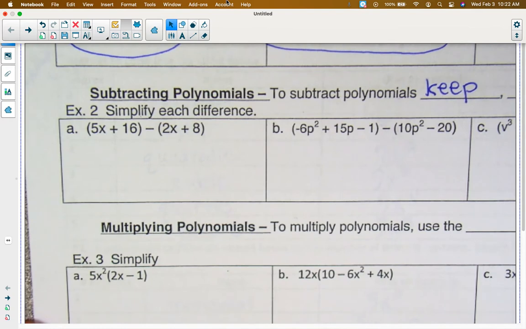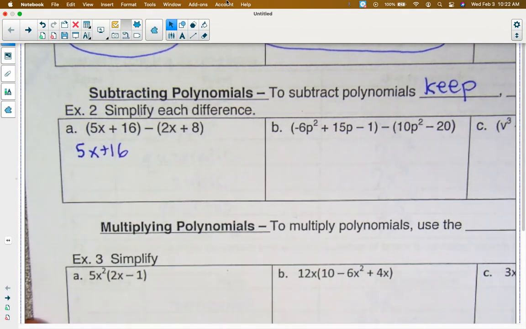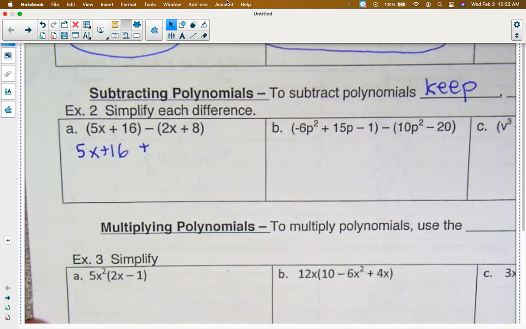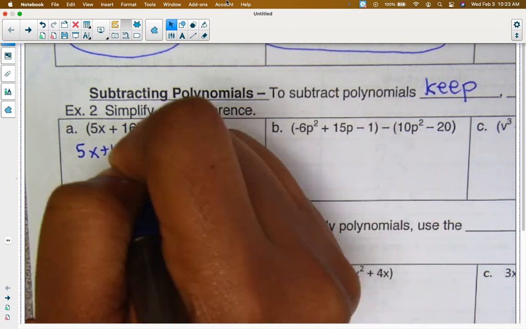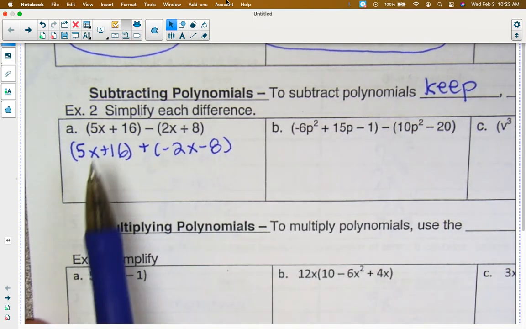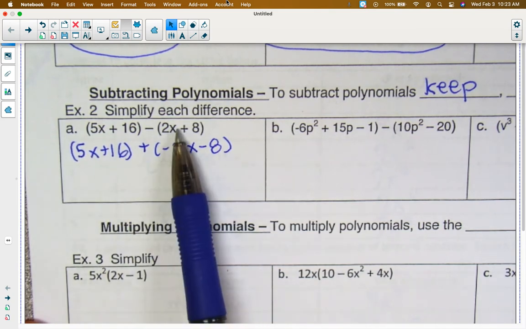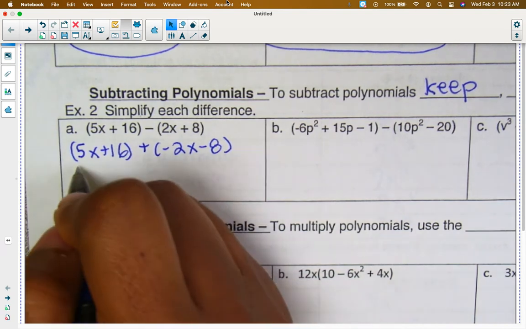We're going to subtract 5x plus 16 minus 2x plus 8. We're going to keep the first polynomial, change the sign, and then change the sign of everything else in here. So this is going to be negative 2x minus 8. So what I did is I kept the first polynomial, changed from subtraction to addition, and changed the sign of everything inside the parentheses. We keep, change, change. Now it turns into an addition problem.